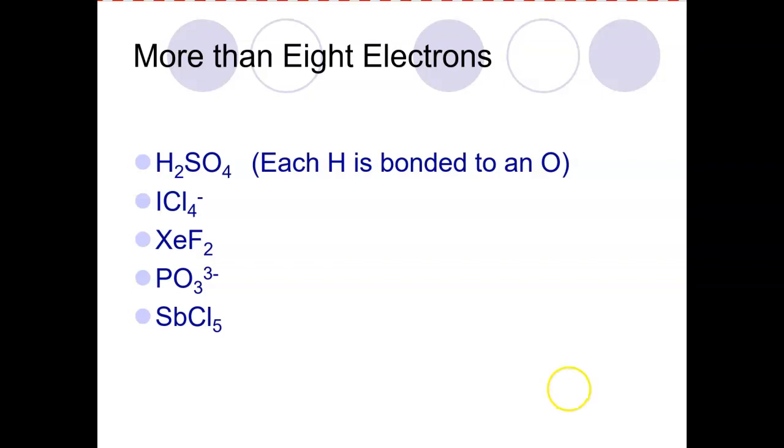And if you are feeling comfortable and confident, then as always, you can skip over stuff, but I'd rather have more examples available than less. So ICl4- is what we're going to do first.